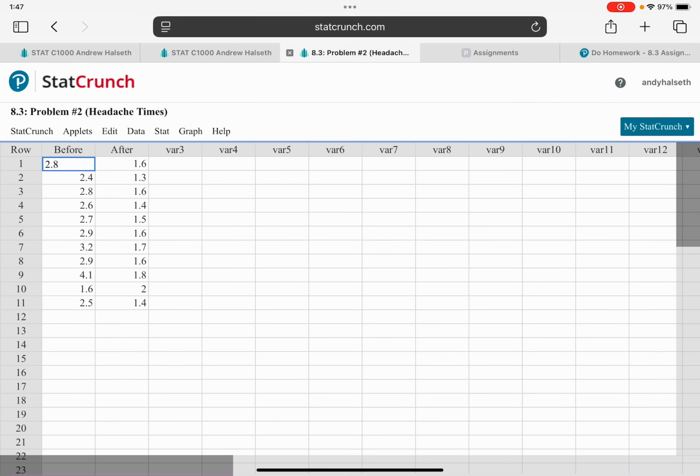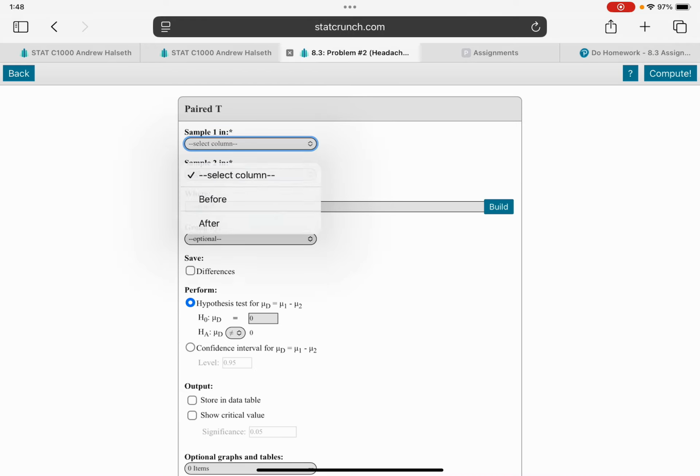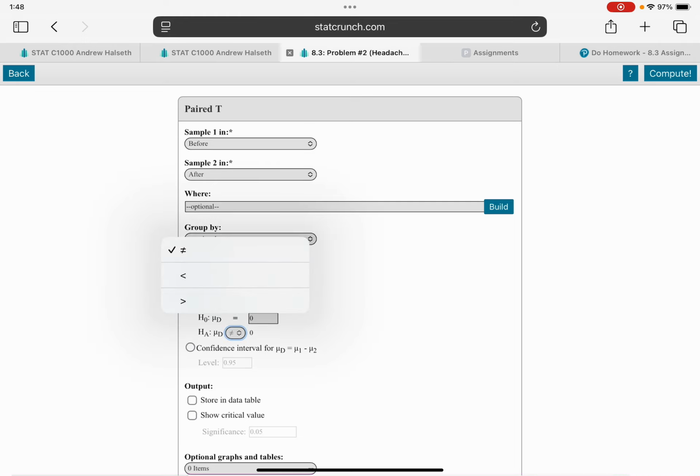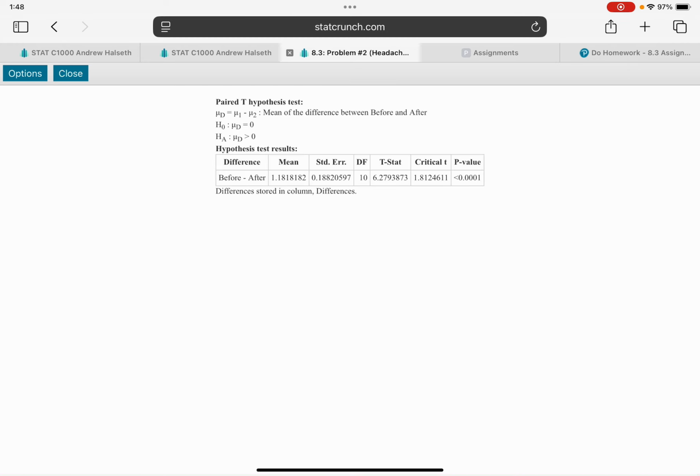And just like we did before, stat, t-stat, paired, before in sample 1, after in sample 2, save those differences, always leave the H0, but make sure to get that inequality correct. So this one is greater than 0. And show critical value in case we need it. This one is a 5% level of significance. So we're good. Okay, there's the setup. I click compute, and I get everything I need, mostly.